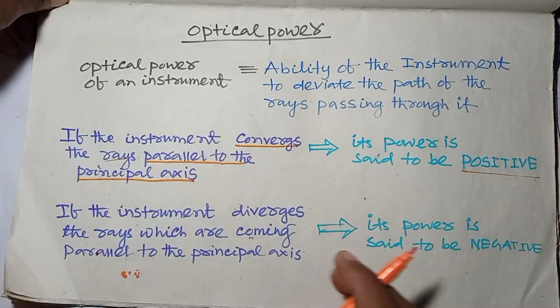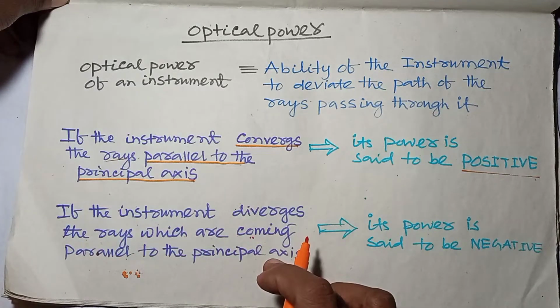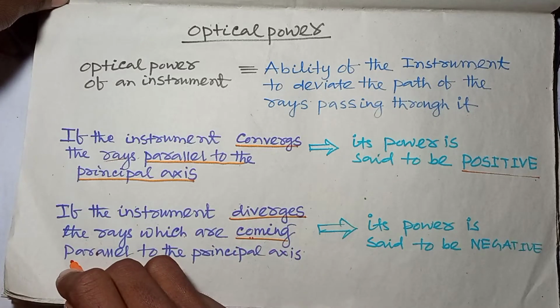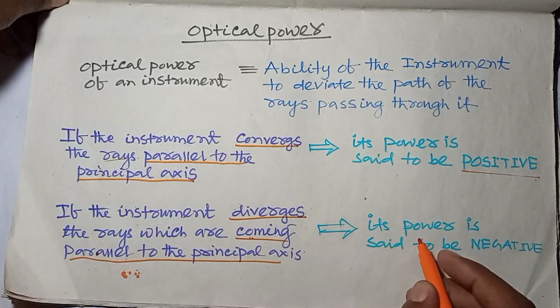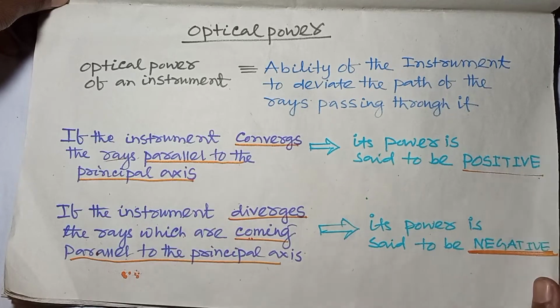And if the instrument diverges the rays which are coming parallel to the principal axis, then in that case the power of the optical device is said to be negative. So power is nothing but just the ability of the optical device to deviate the rays which are passing through it.